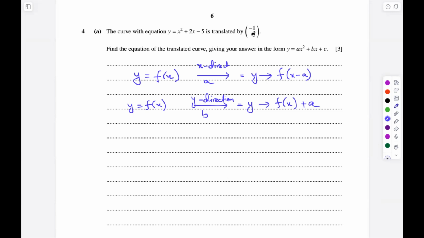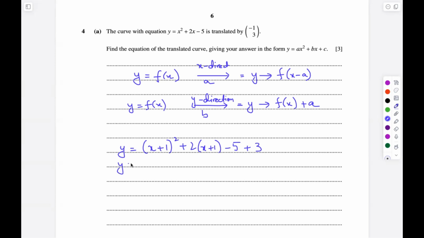So as we have both the translation in the x and the y direction, this will be y equals, in place of x, we will write x plus 1. So this will become x plus 1 whole squared plus 2 into x plus 1, minus 5. And as there is a translation of plus 3, we'll write a plus 3 up here.